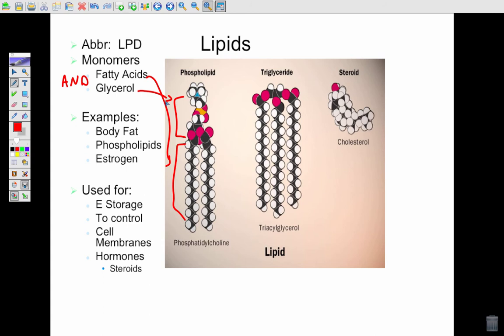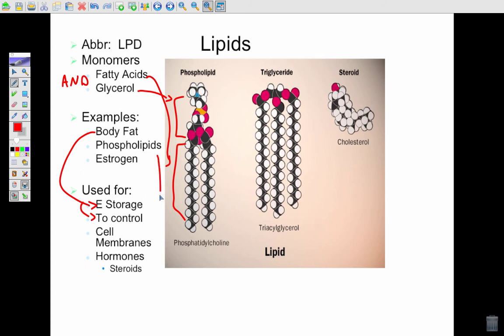Examples: body fat is used to store energy and for temperature control. So lipids are really good at storing lots of energy. For example, body fat has 9 calories per gram, where a carbohydrate only has 4 calories per gram. So for the same amount of material, you're getting twice as much of the calories stored.